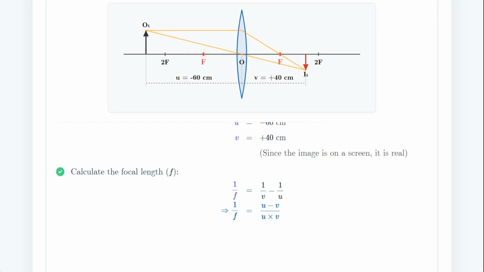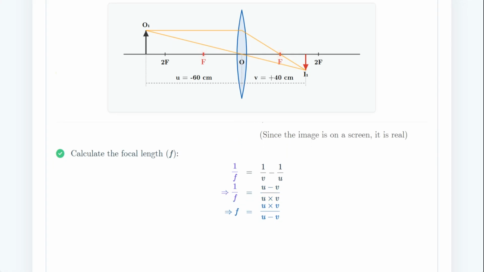To make calculation easier and avoid messy fractions later, let's take the common denominator. 1 by f becomes u minus v, all divided by u times v. Now, just take the reciprocal of both sides to get f directly. The focal length f equals u times v divided by u minus v. This little rearrangement is a great time saver in exams.